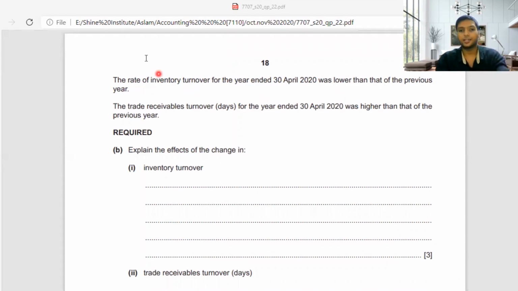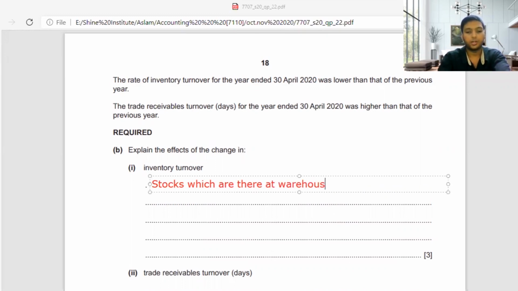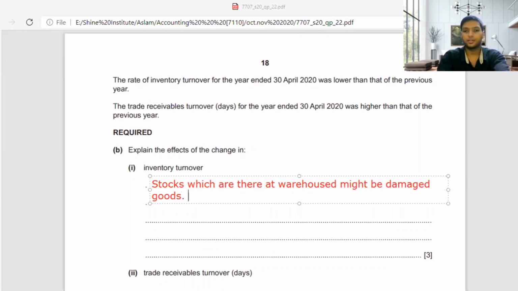So let me write the rate of inventory turnover. They ask to explain the effects of the change in inventory turnover. What might be the reason? Maybe stocks which are there at the warehouse might be damaged goods. This can be 1 mark for you. And also you can write old stocks should be cleared out soon.